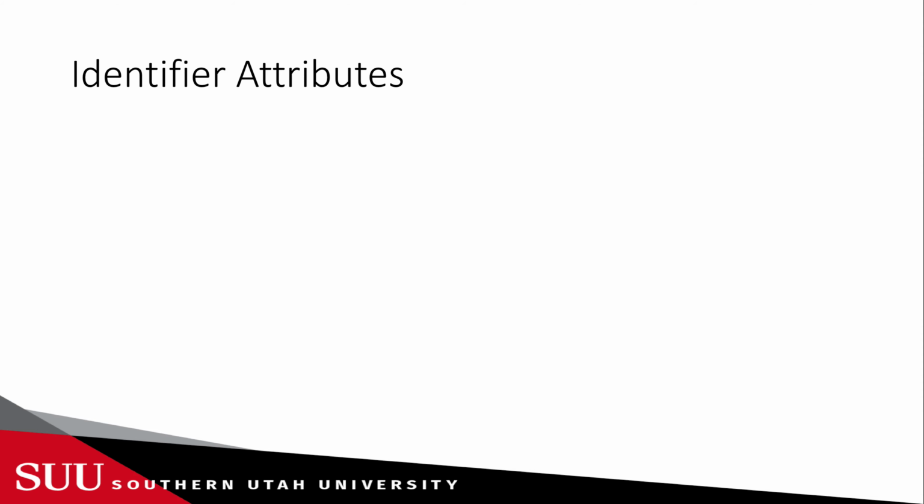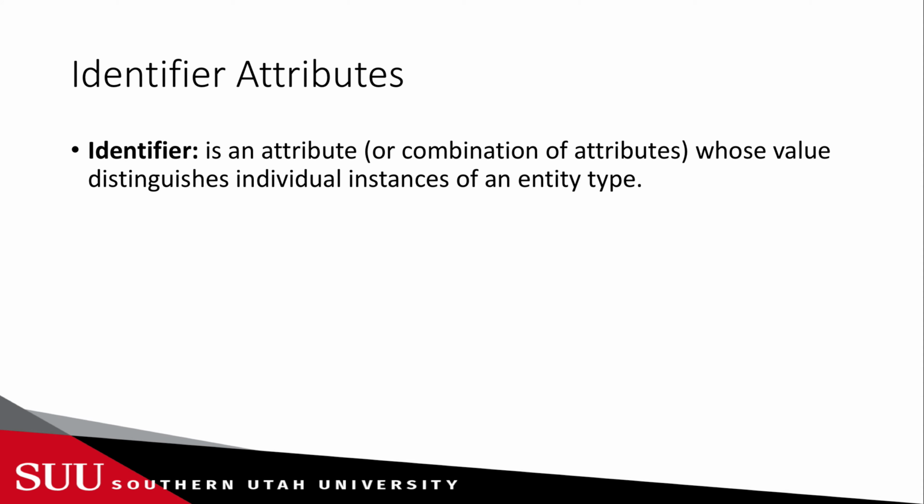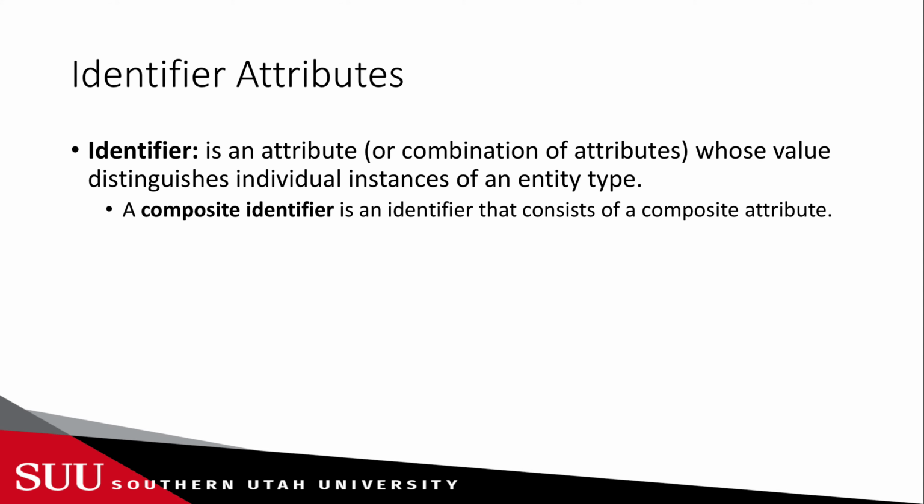Now, the identifier attribute is the last type of attribute that we want to cover. It's going to be an attribute, or possibly a combination of attributes, whose value distinguishes individual instances of an entity type. So a composite identifier is an identifier that's going to consist of a composite attribute. Remember the composite attribute that we talked about? This can be an identifier attribute as well.